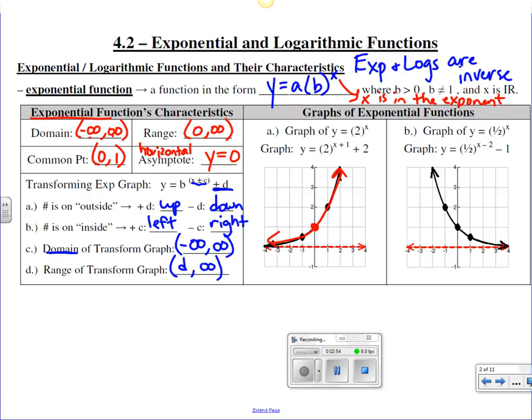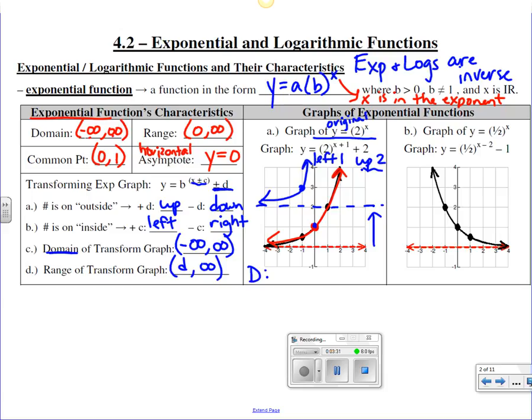So let's do an example. They've already graphed this. So this was the original exponential function. And now we need to shift it up 2 and left 1. So you start at 0, 1. Start here, and you go left 1, up 2. And then you draw your curve. So this asymptote will shift up 2.